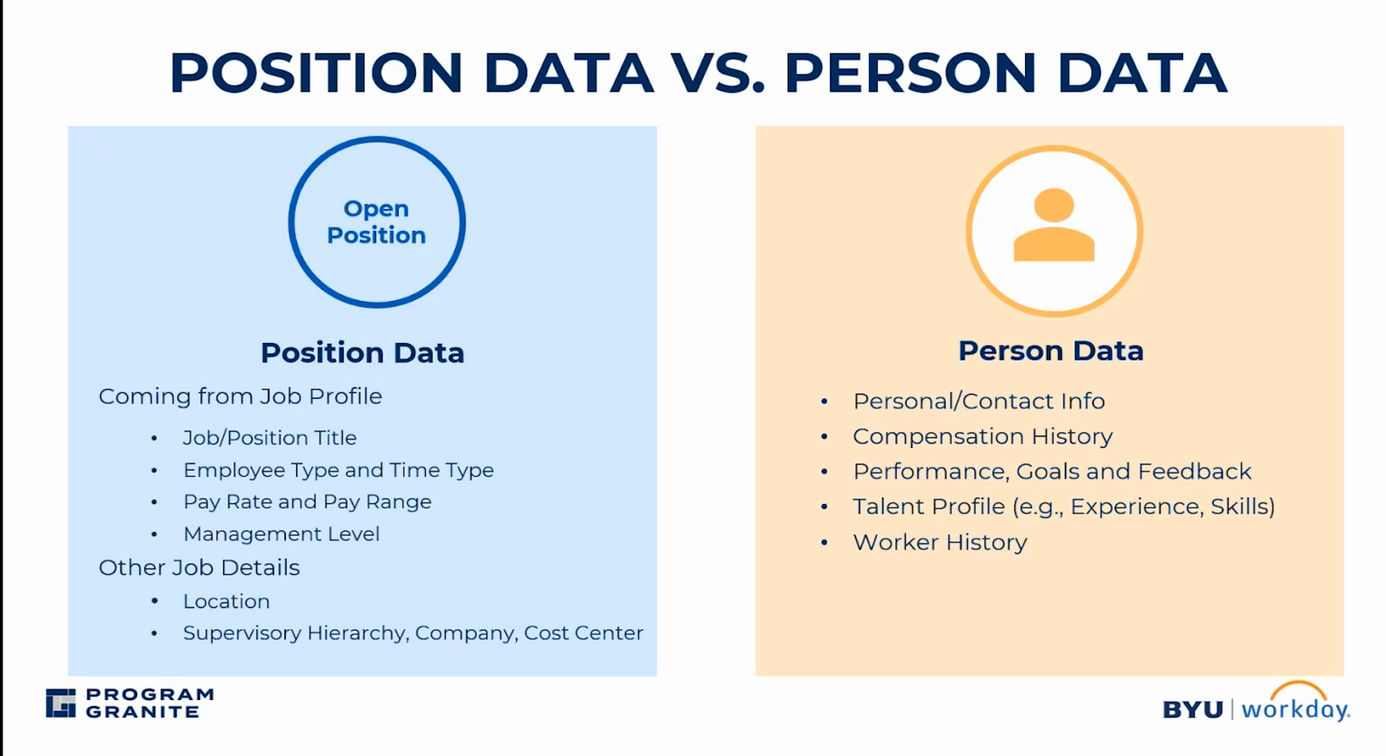You can see performance goals and feedback on the employee, and we're going to talk about that in week 5, about performance management. And talent profile as well, all our experience and skills. We're going to talk about how to fill that in. And then you can see all of my worker history as well. So they're 2 separate things. When someone leaves that position, all of the position data stays and the employee or person data goes with the person. Any questions about position management?